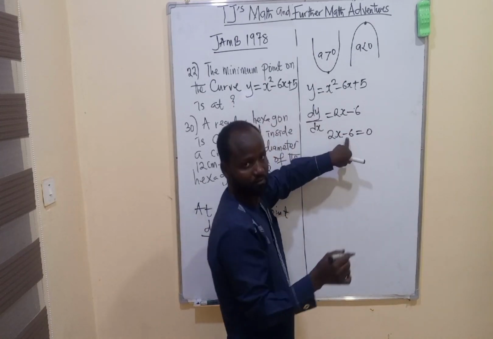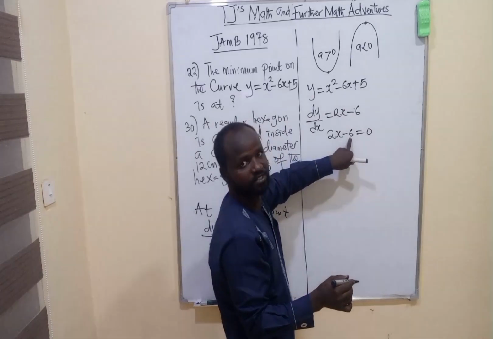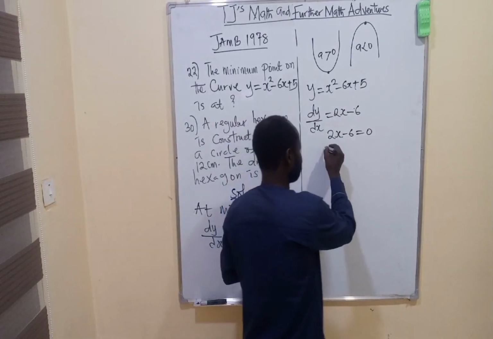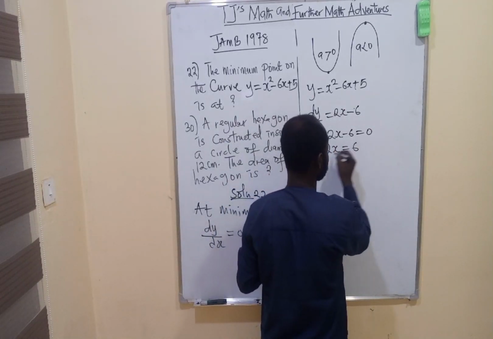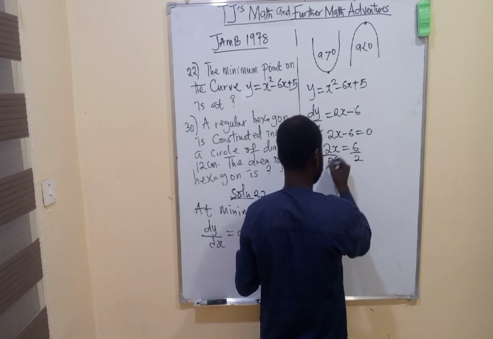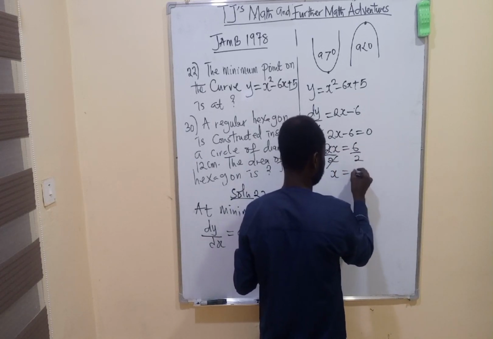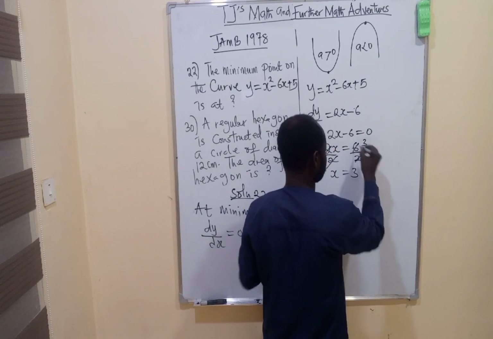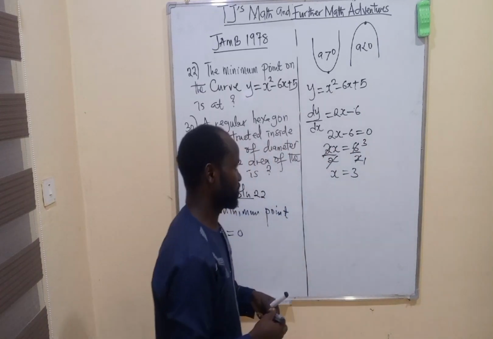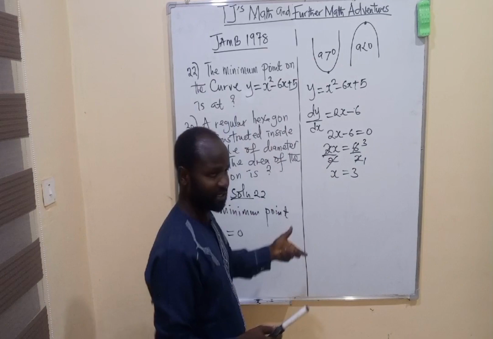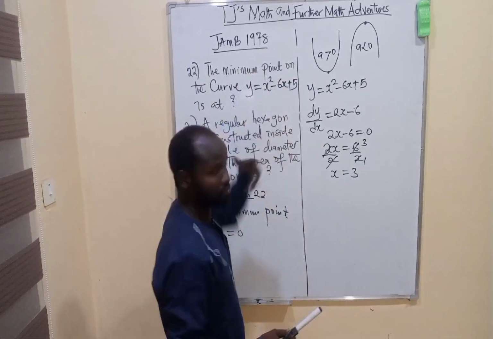We add 6 to both sides so that we can find the value of x. This gives 2x equals 6. We divide both sides by 2, so x is 3. Our x is 3, but we are looking for the y value at which the minimum point occurs.